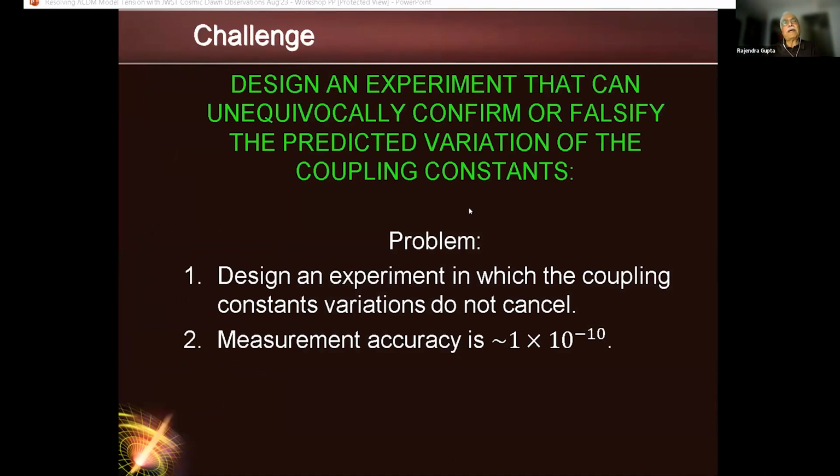So we have to design some experiments which can unequivocally confirm or falsify the predicted variation of the coupling constant. What is that experiment? Coupling constant variations do not cancel. That's what we have to find, that experiment. And the measurement accuracy has to be 1 times 10 to the power minus 10 or better.